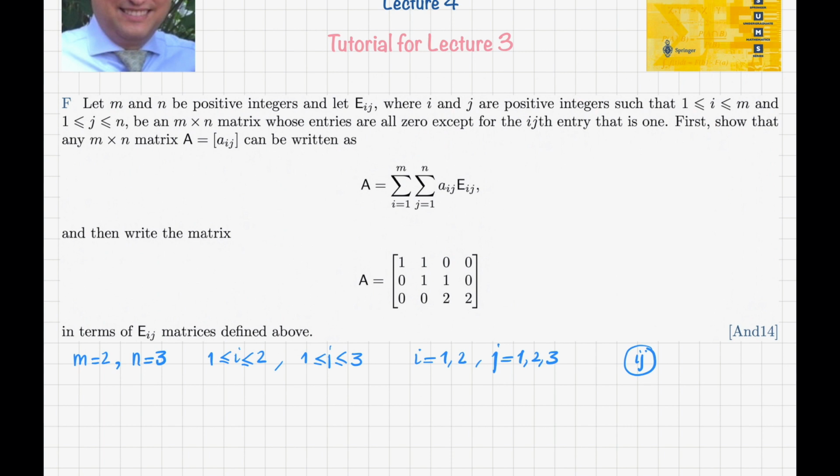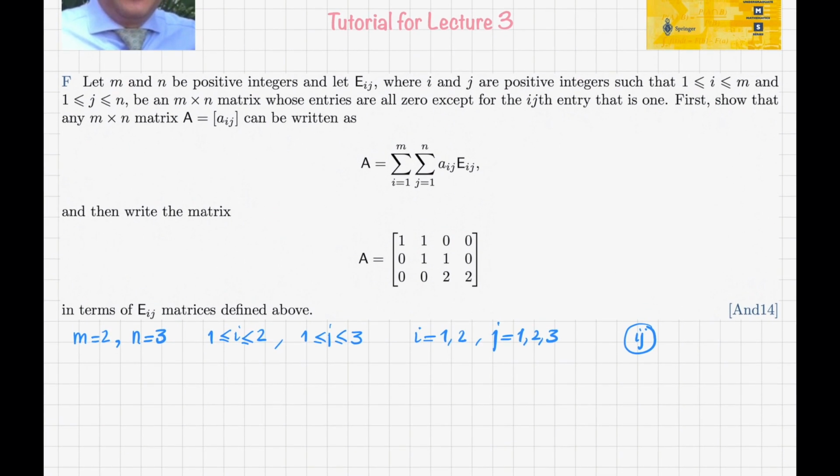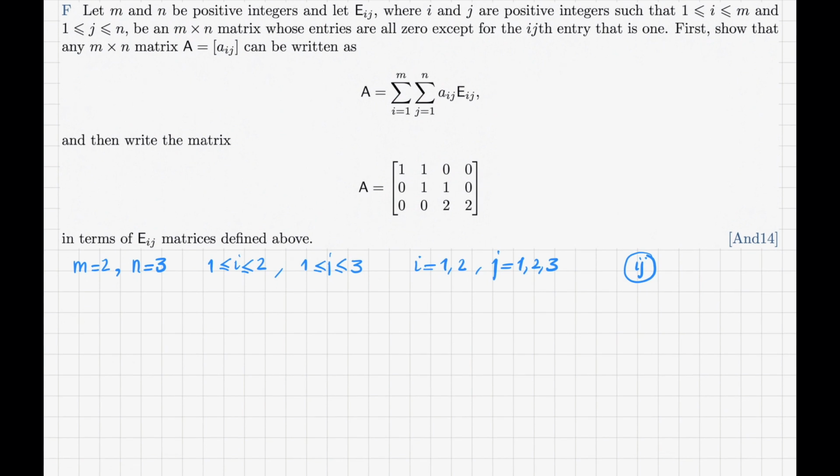I can choose 1 for i, 1 for j. I can choose 1 for i, 2 for j. I can choose 1 for i, 3 for j, and the same thing for 2, so 3 cases for 2. So if I want to talk about these matrices, E_ij, for this particular case, I have 6 of them. All of them are m by n matrices, so in this case, all of them are 2 by 3 matrices. Let me try to write them down here for you.